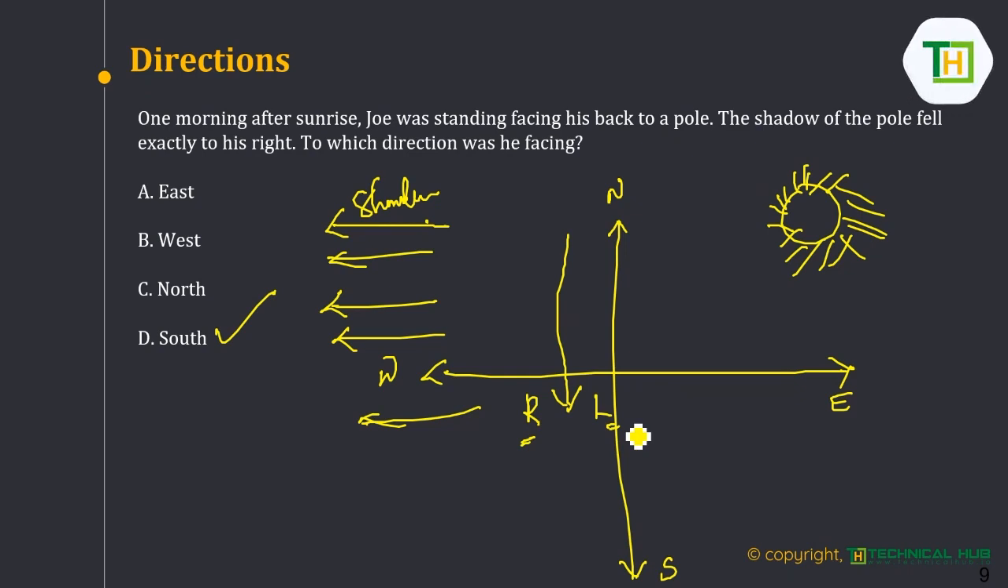So the person is moving this side, so definitely the shadow is on this side, the right hand side. So which direction is that person moving? South is the answer. Clear? West is no. Yes, south is correct. Okay, move on to the next one.